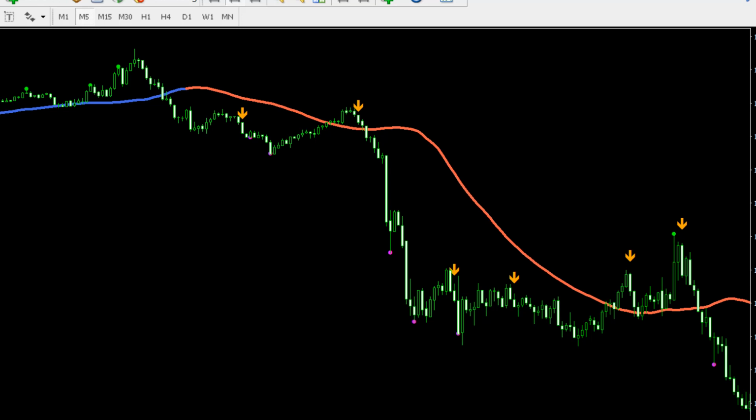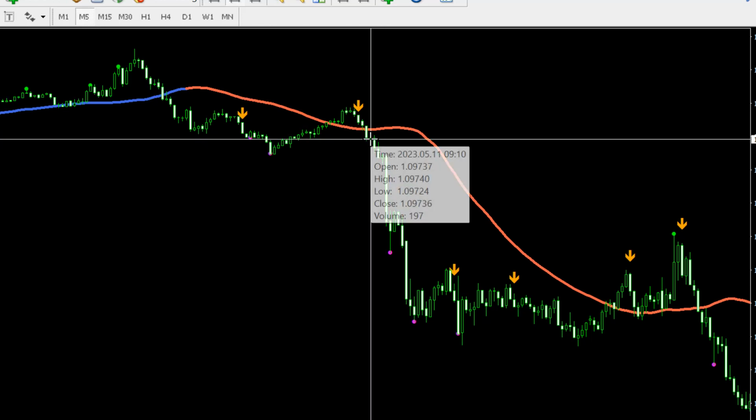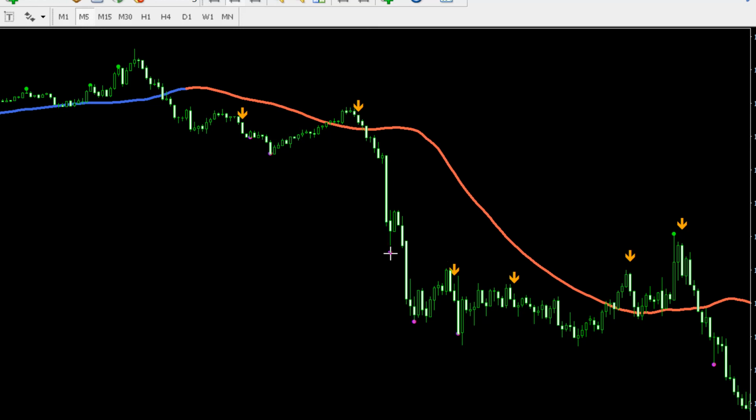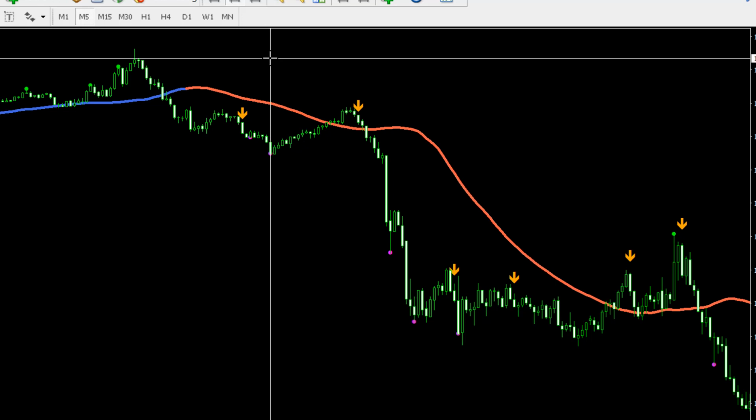So if this is my entry, and I consider this bottom as my close signal, I would have 30.8 pips. Okay, 30.8 pips. So that's how I use the trend line.